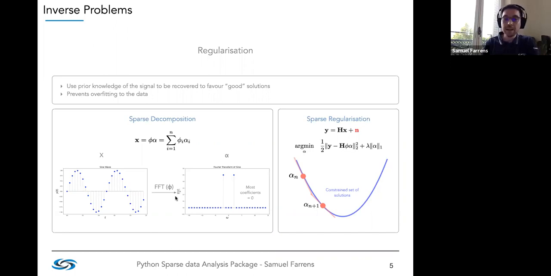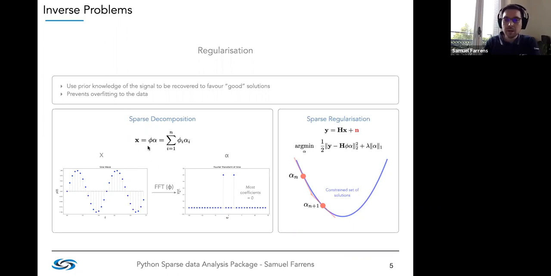A particular example of regularization, and the one of most interest for PySAP in particular, is sparse regularization. Again, we've heard a bit about that today so far. But concretely, as a simple example, if we had something like a sine wave, we can transform this data into a different space, in this case using a Fourier transform, where we have a sparser representation of that signal. By that, we mean that most of the coefficients are 0 or very close to 0, meaning that the minimal amount of information in that space is needed to represent all of the signal.